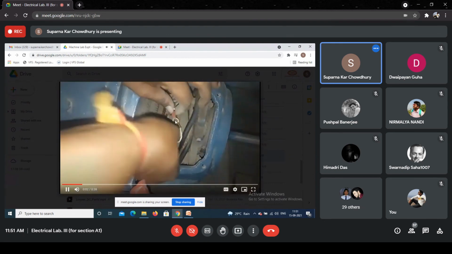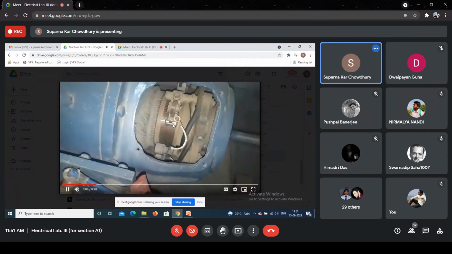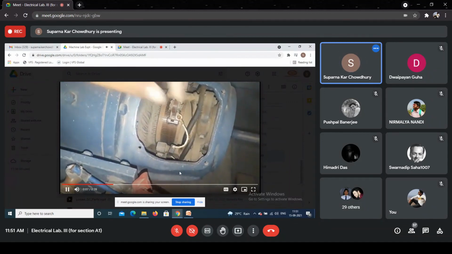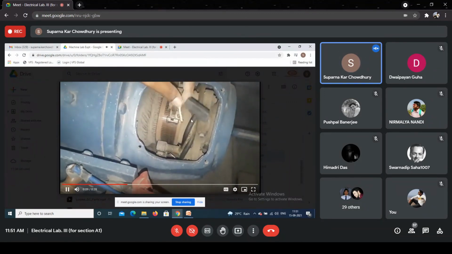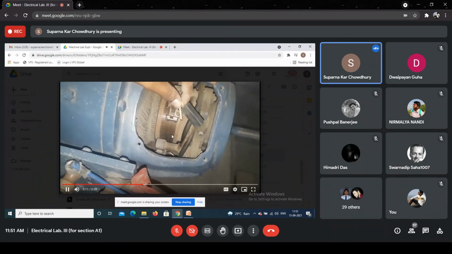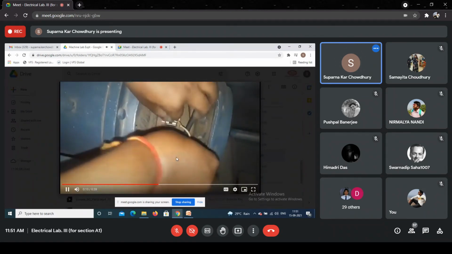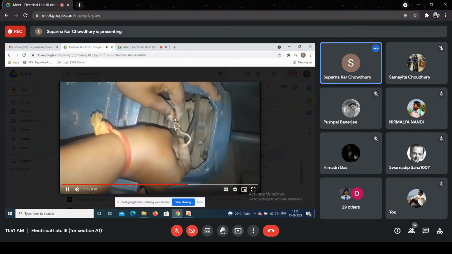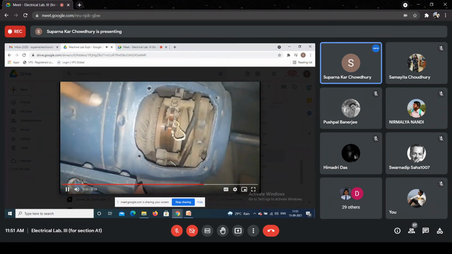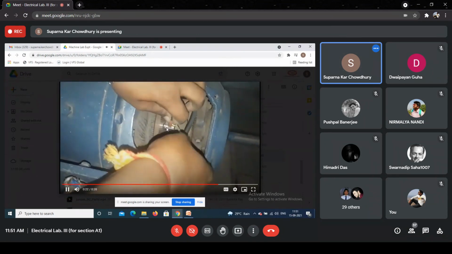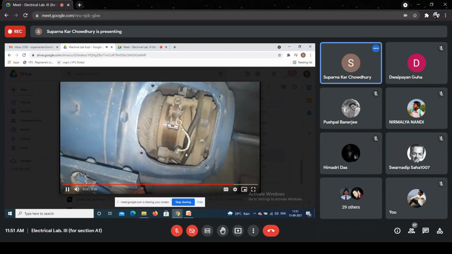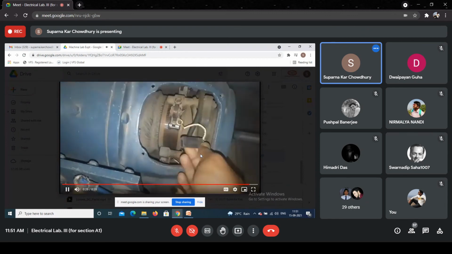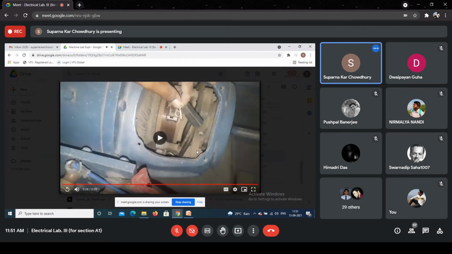This is the brush holder. So he has taken out the brushes. We take out the brushes and run without the brush. And this is spring loaded. This is a copper band. We put the brush, then by spring pressure it will be in contact. This is the carbon brush.